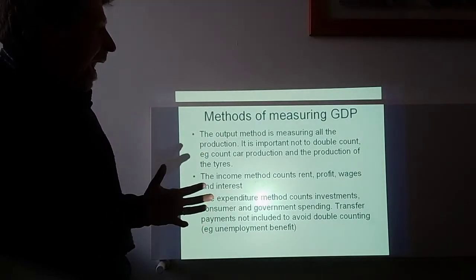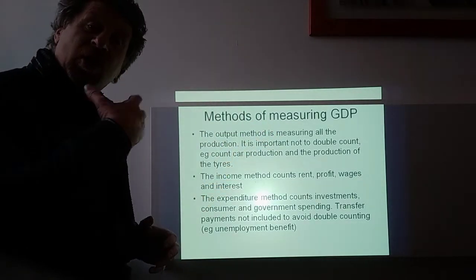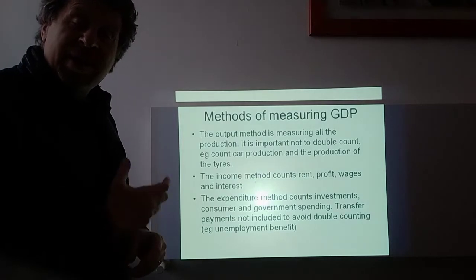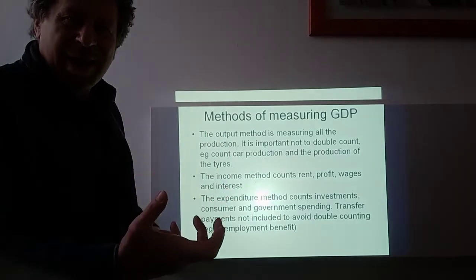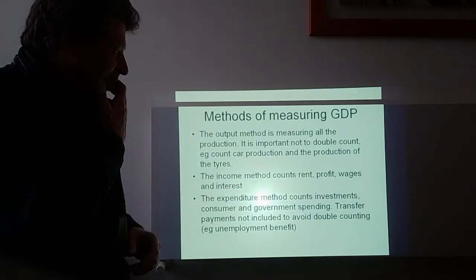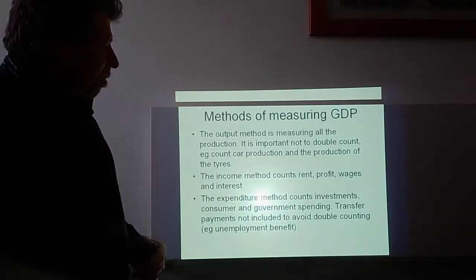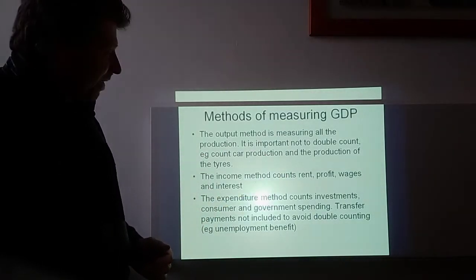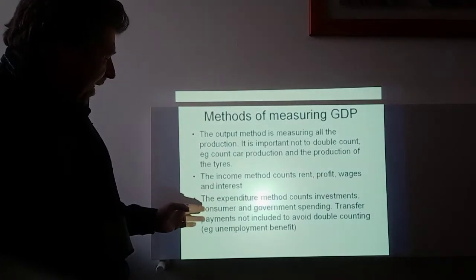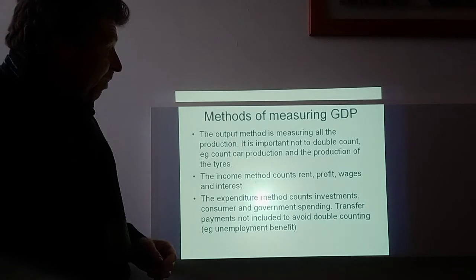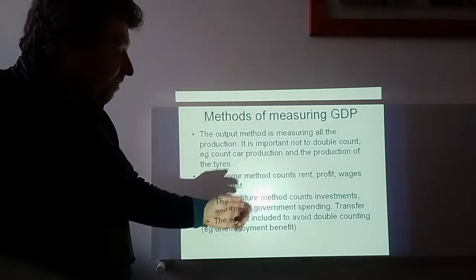If it's through the output method, we must be careful not to double count, because we're counting the output. If we count a car, we don't want to count tyres and the car, because they're part of the car. With the income method, we're looking at rent, profit, wages and interest, all the income from the production. And with the expenditure method, we're looking at government spending and consumer spending and investments.